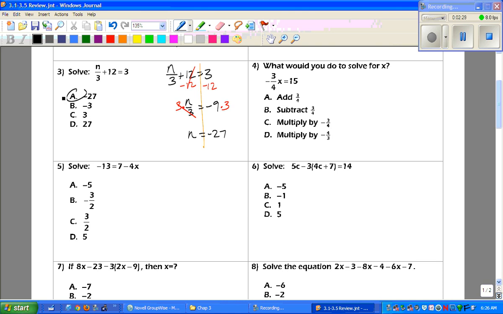All right, number 4, what would you do to solve for x? You have -3/4 x equals 15. And for this, we would multiply by the reciprocal. So the reciprocal of that would be -4/3, which is d.